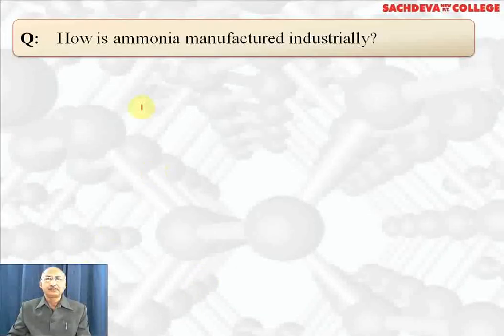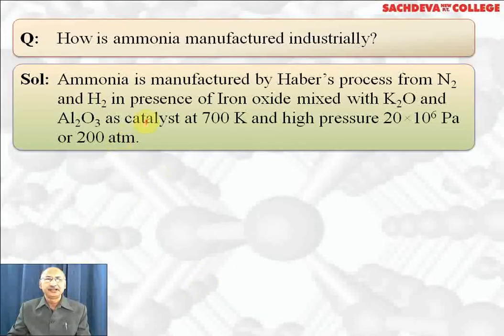Let's continue with subjective questions of P block elements. How is ammonia manufactured industrially? Ammonia is manufactured by Haber's process from nitrogen and hydrogen in presence of iron oxide mixed with K2O and Al2O3 as a catalyst at 700 Kelvin and high pressure of 200 atmosphere.